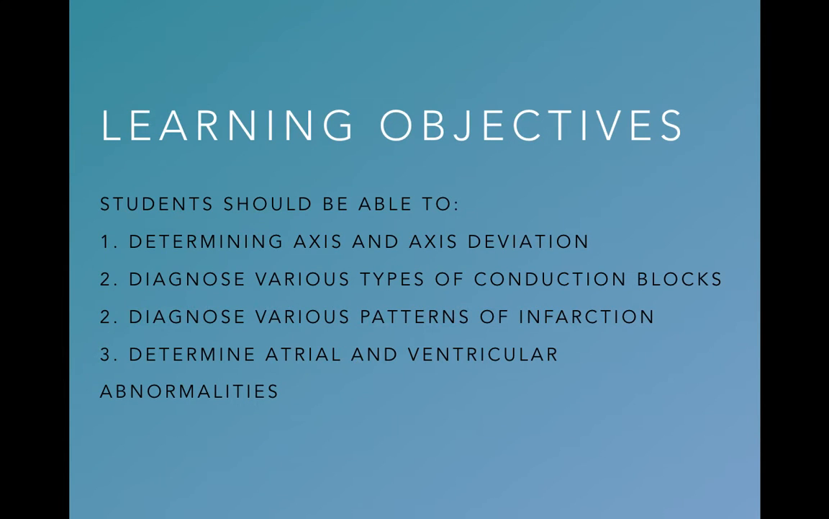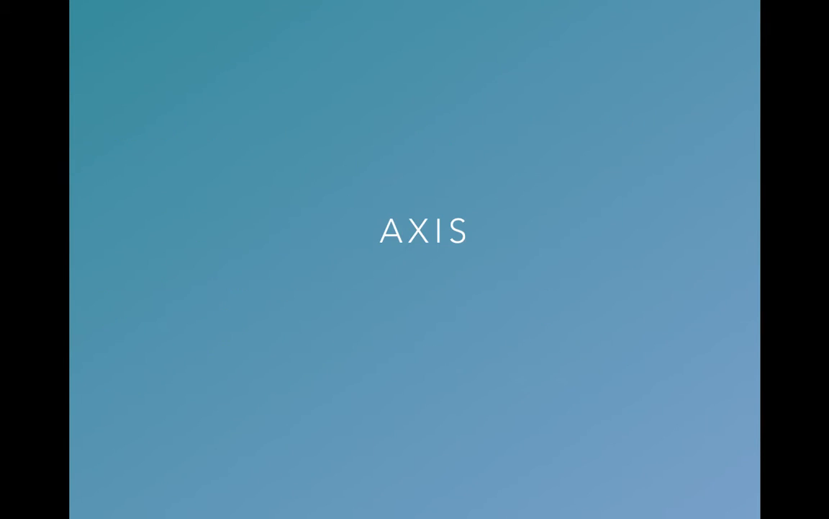The learning objectives for this podcast will be to determine how to calculate the axis and if there's any axis deviation, to diagnose any type of conduction blocks, to look at different types of infarction like an ST elevated MI versus ST depression, and finally to look over any abnormalities in the atrium or ventricles. So let's get started first with the axis.